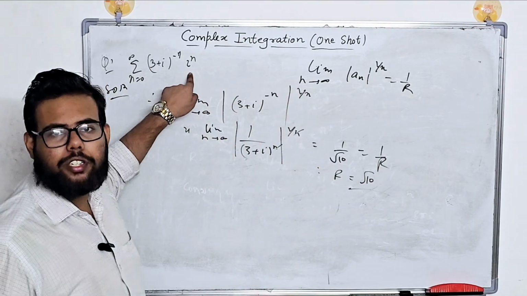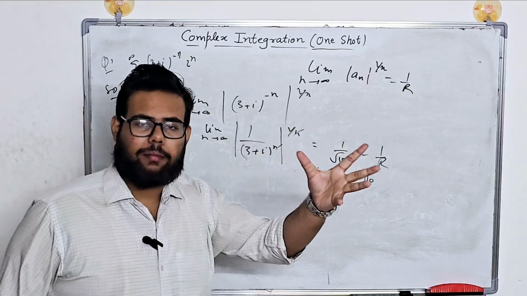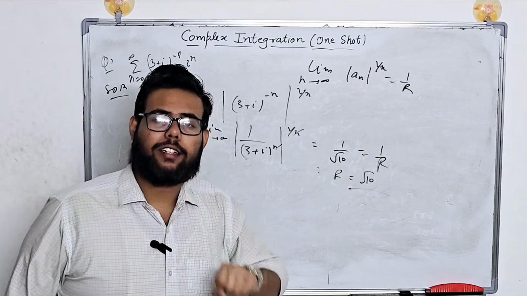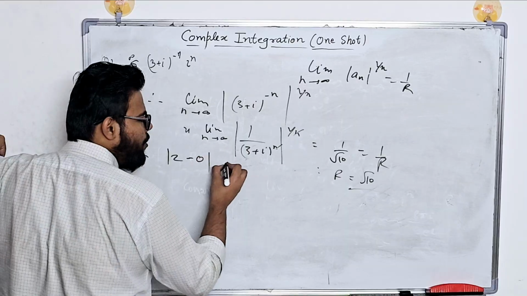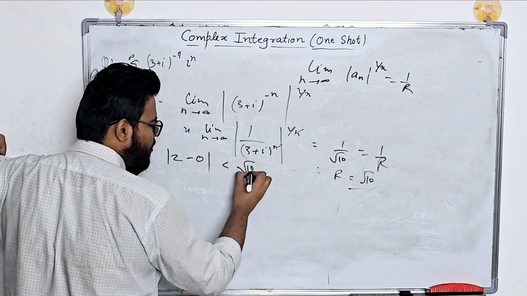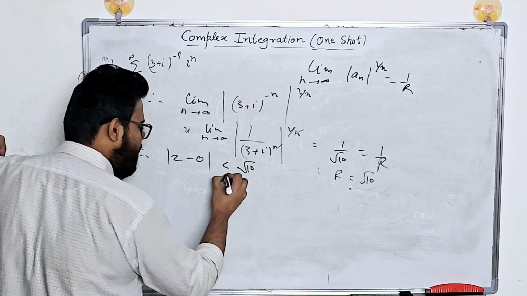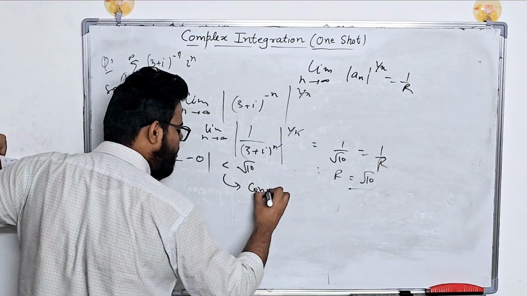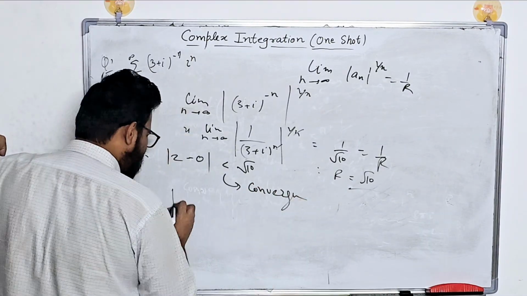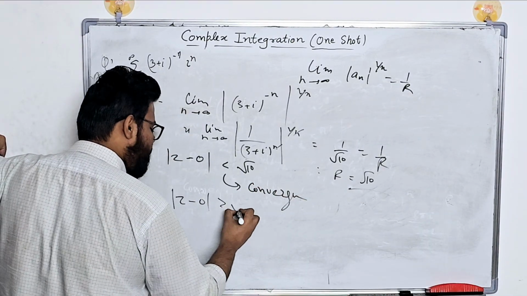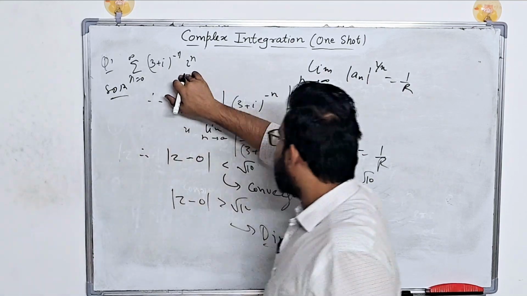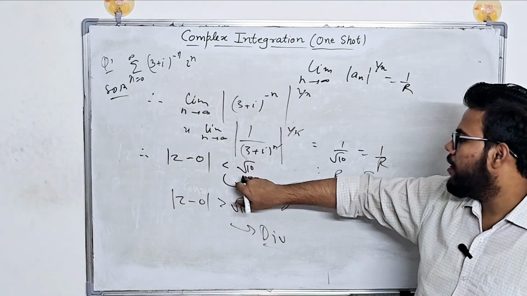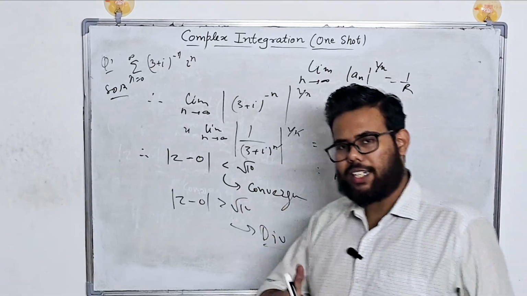Now again a is equal to 0, since z is equal to z minus 0, hence a is equal to 0, right? Hence mod of z minus 0 is less than root 10, and for these values it will be convergent, right? And if mod z minus 0 is greater than root 10, then for these values it will be divergent. So this series is convergent if mod of z is less than root 10. Okay, understood?